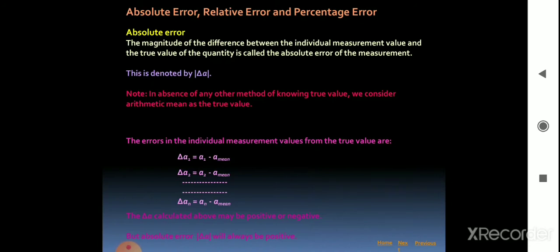The delta A calculated above may be positive or negative, but the absolute error, which is modulus of delta A, will always be positive. If you are writing in terms of modulus, that quantity should be positive. You will get the errors delta A1, delta A2, till delta An for n number of trials. They might be positive or negative. But while you are writing the absolute error in terms of modulus of delta A, it is always a positive value.